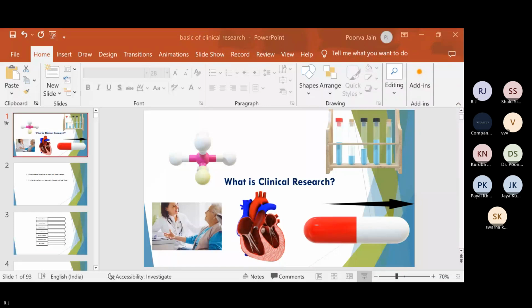Okay, with that best molecule, we enter the preclinical stage of development. In the preclinical stage of development, what happens? We test that particular molecule in animal models.